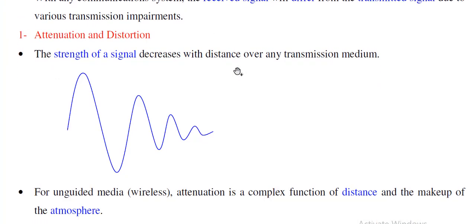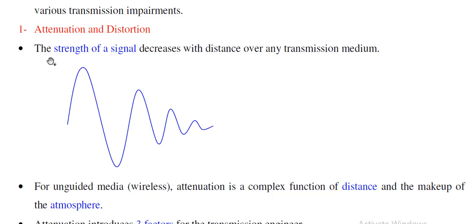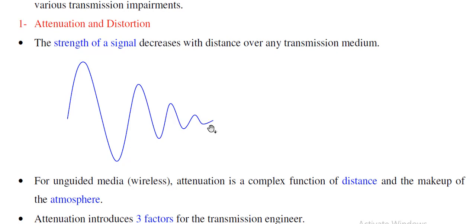The first type of impairment is attenuation, which means that the signal will get weaker when traveling through air, which means here that we need to make sure that we have less obstacles from the sender to the receiver. For unguided media, attenuation is very complex compared to the wired applications.